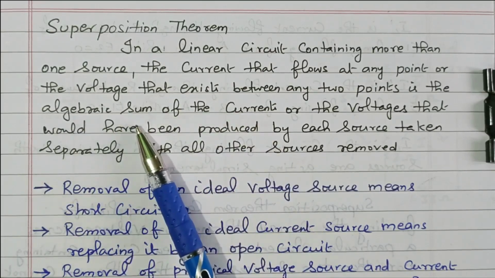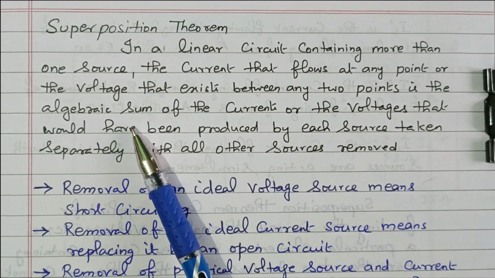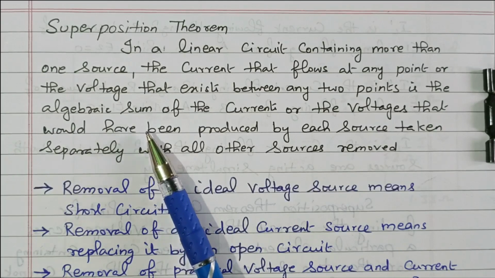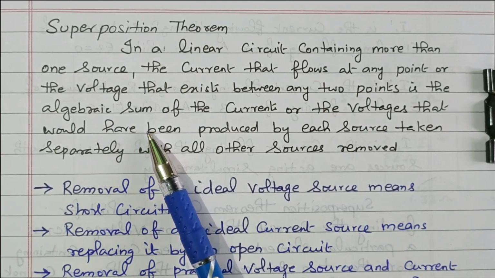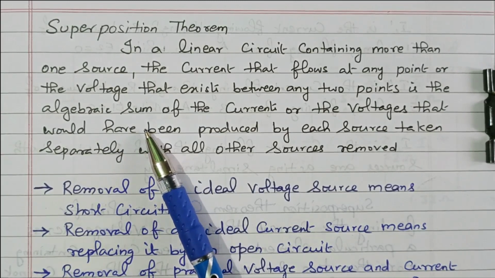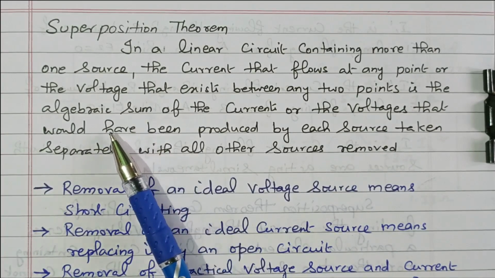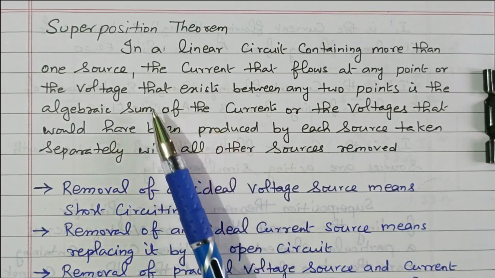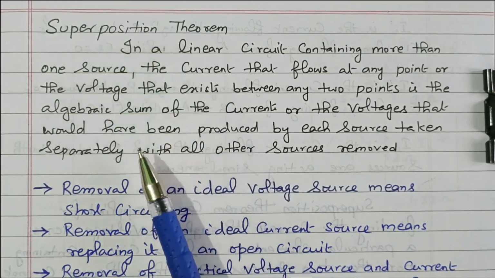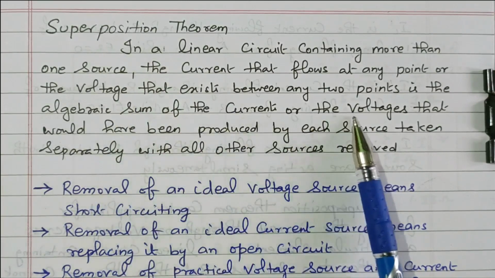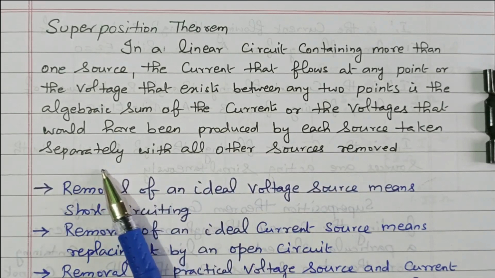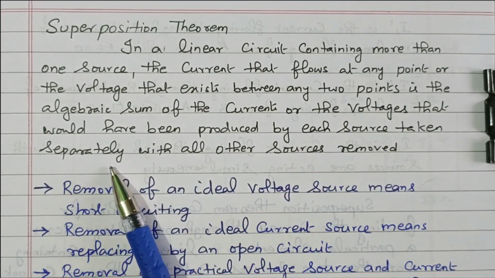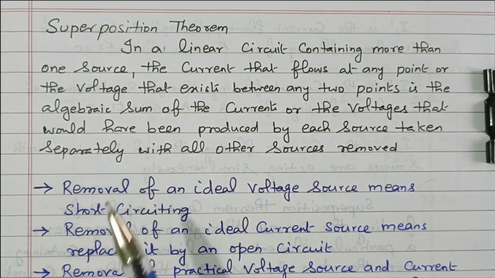For example, we have two sources available, meaning initially we need to consider only one source, we need to find either voltage or current. Then we need to consider only the second source, by removing the first source we need to find current or voltage. So the final value is nothing but the algebraic sum of the first current, current 1, and current 2. So that is the statement given by the superposition theorem, algebraic sum of current or voltage, right? So we need to find them separately. We need to consider only one source, other sources are removed, right?